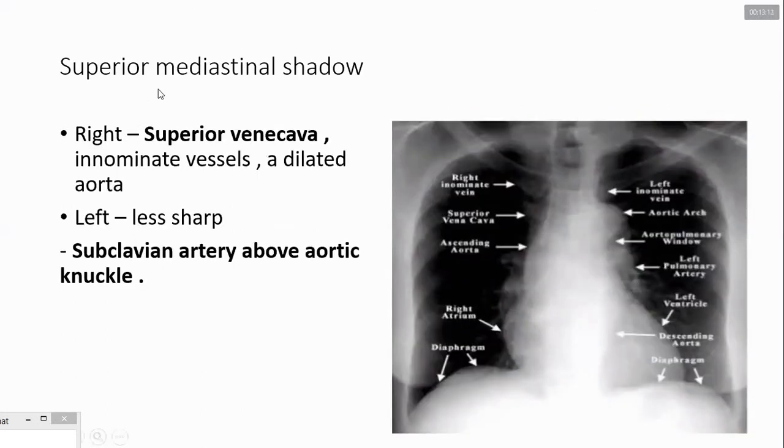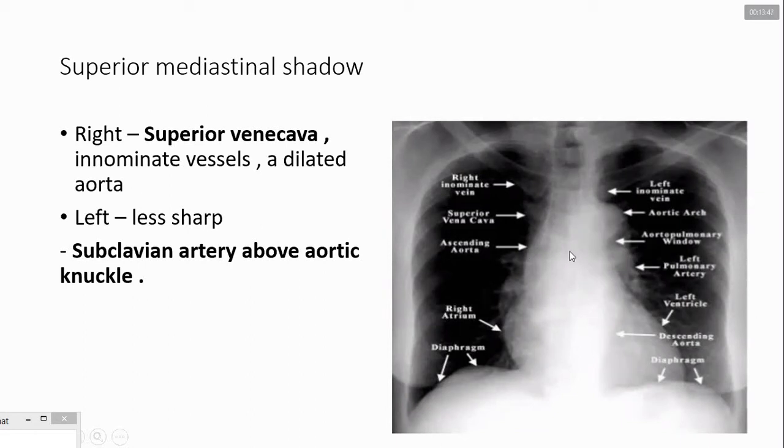Now, superior mediastinal shadow. This is very important to localize above the heart. The great vessels which arise from the heart and its branches lie in the superior mediastinum. Just keep in mind the arch of the aorta, the superior vena cava, and the subclavian artery. These form the shadowing on the superior mediastinum. Don't get mixed up with other structures.